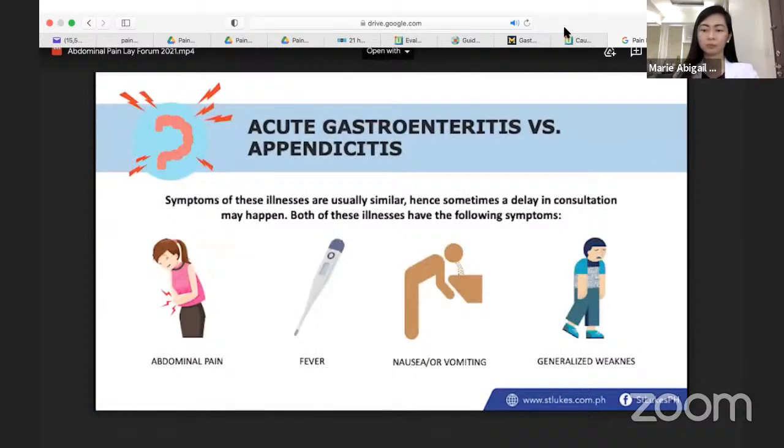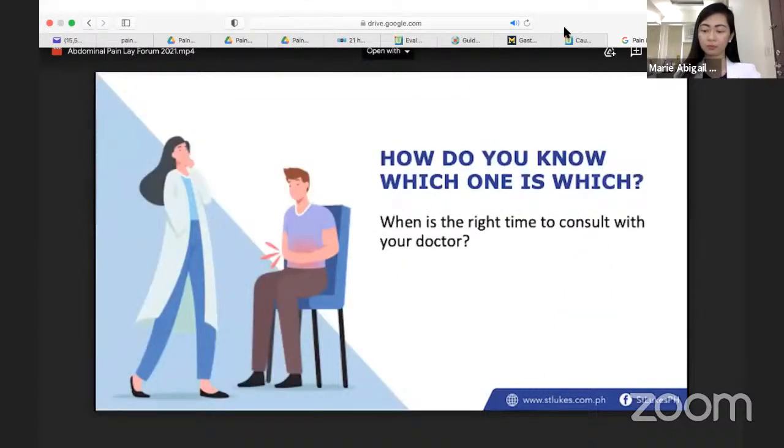Symptoms of these illnesses are usually similar, and sometimes a delay in consultation may happen. Both of these illnesses have the following symptoms: abdominal pain, fever, nausea and vomiting, and generalized weakness. Given the similar presentation of the two diseases, how do you know which one is which? Another important question is, when is the right time to consult with your doctor?